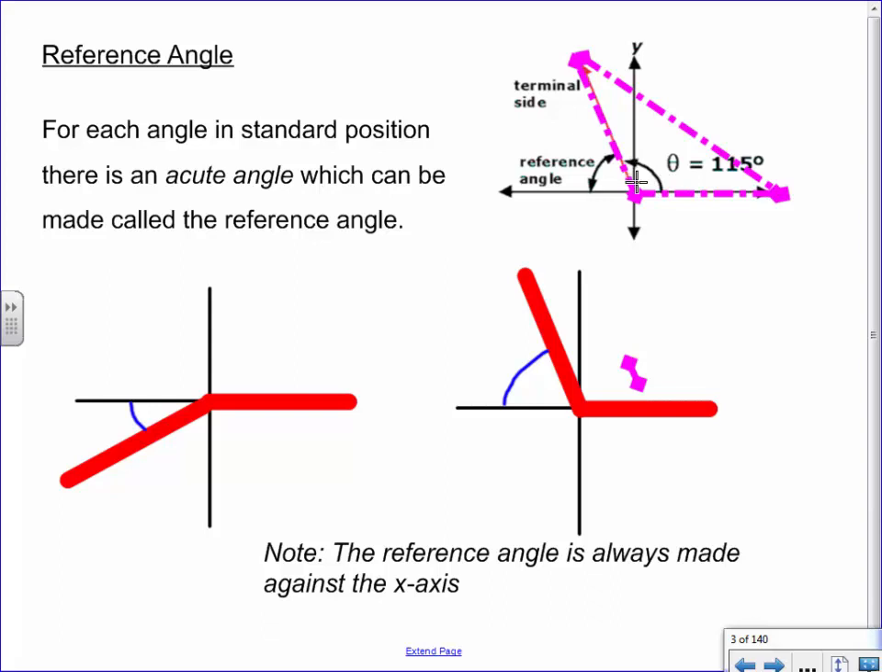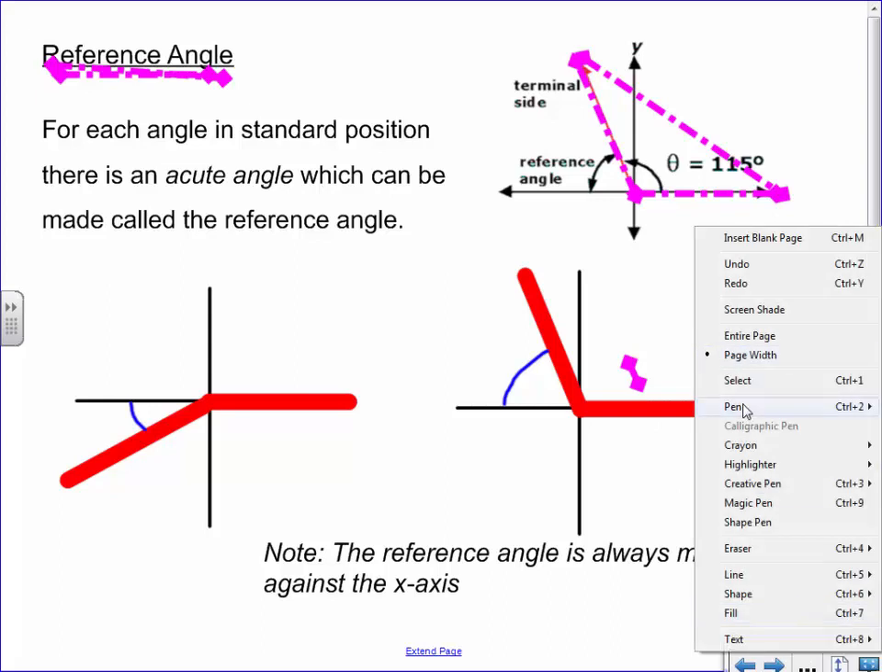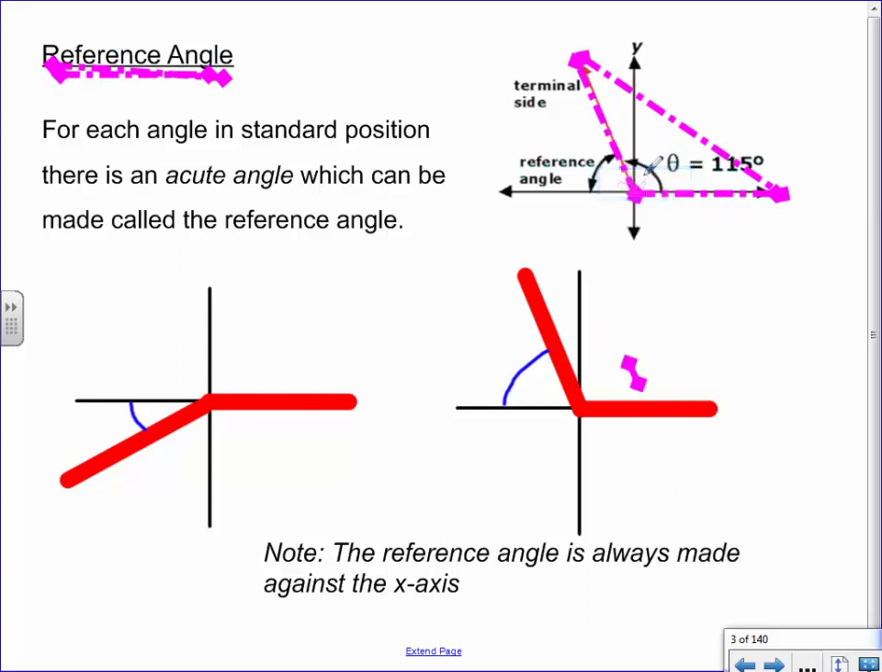Now, because sometimes we're going to get an obtuse angle, something that's larger than 90 degrees, we have another word. It's called a reference angle. The way the reference angle works is it's always the acute angle, the less than 90 degree angle, that can be made to the x-axis. If you can see these pictures I have right here, you see how this angle here is 115 degrees. There's a little angle right here, which is the remaining distance that the sun has to go before it eventually sets. We call that the reference angle.